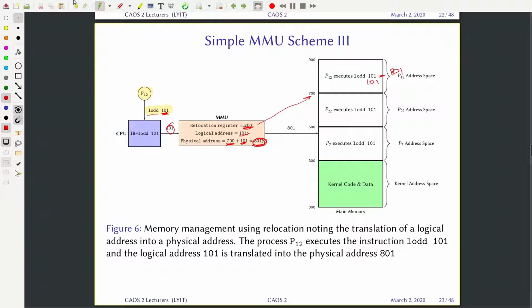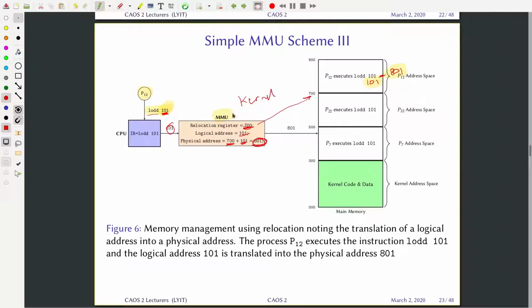So most importantly, the process only ever sees the logical address 101. The translation of the logical address into the correct physical address is taken care of by the MMU, working under the control, as ever, of the kernel.